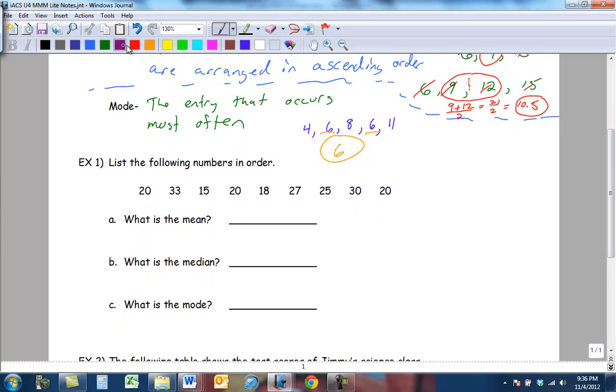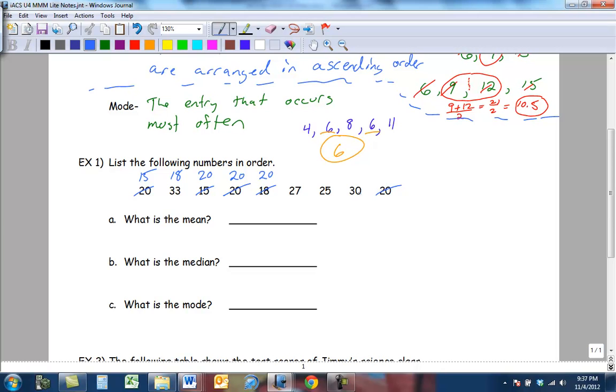All right, so example one. List the following numbers in order. Now, there are 1, 2, 3, 4, 5, 6, 7, 8, 9 entries here. So what I would do is write them in order above it, find the smallest one. So the smallest one here is 15. I'm going to put that here. I'm going to cross it out as I go so I remember that I used it. So 15, I think 18, 20. The only thing is 20 seems to happen 3 times here.